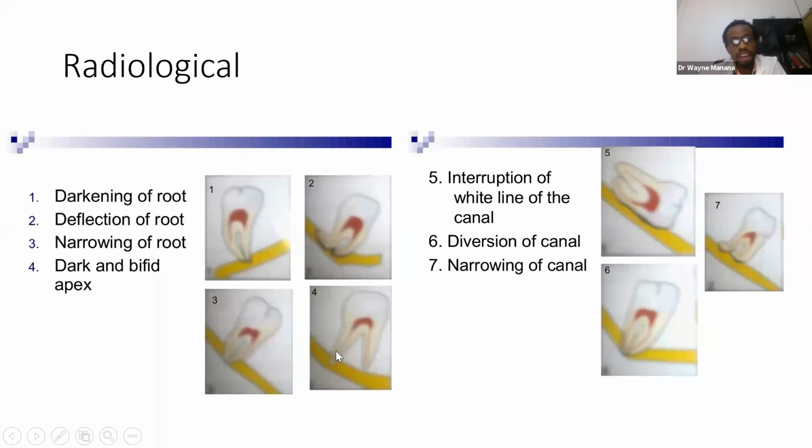If there is a bifid root apex, or if there is interruption, so in the inferior alveolar canal you will see two lines normally, but if you see one line, it means the tooth is in the canal. And if there is diversion, the canal suddenly deflects or changes direction or suddenly narrows.